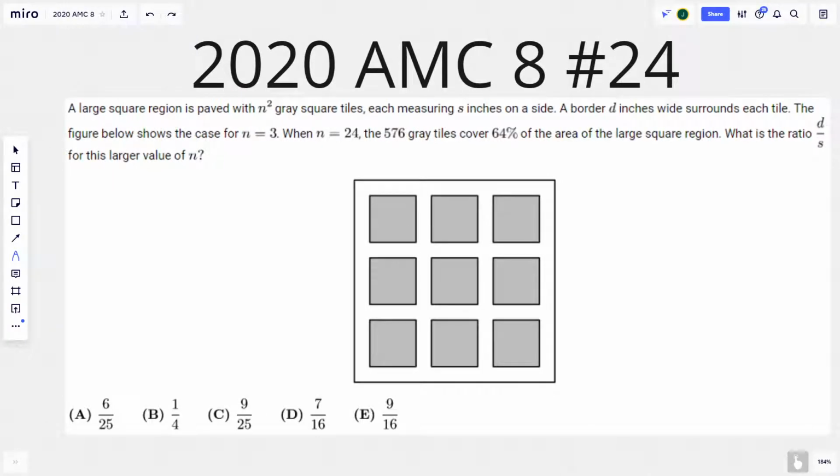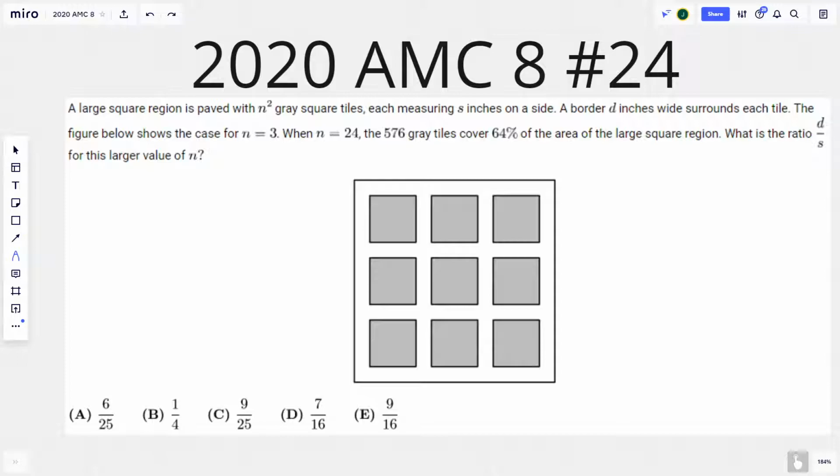A large square region is paved with n square gray tiles, each measuring s inches on a side. A border d inches wide surrounds each tile. The figure below shows the case for n equals 3. When n equals 24, the 576 gray tiles cover 64% of the area of the large square region. What is the ratio d over s for this larger value of n?